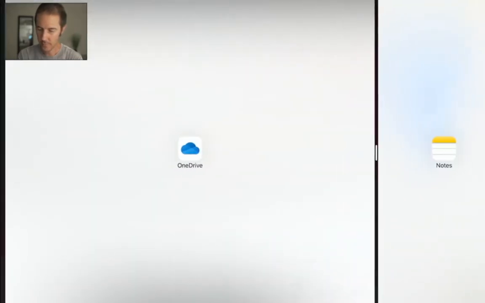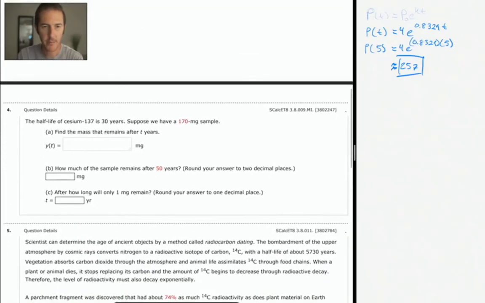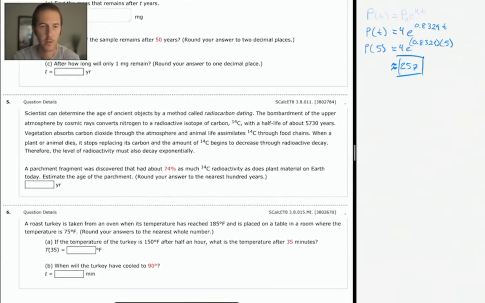So that is problem number 2. It's a nice warm-up and introduction to the homework processes that might be requested of us. The next one I want to look at is problem number 5. I assume this is supposed to say, a scientist can determine the age of ancient objects by a method called radiocarbon dating. C14, carbon 14, has a half-life of about 5,730 years. A parchment fragment was discovered that has about 74% as much carbon-14 radioactivity as plant material on Earth today, and we want to estimate the age of the parchment paper.